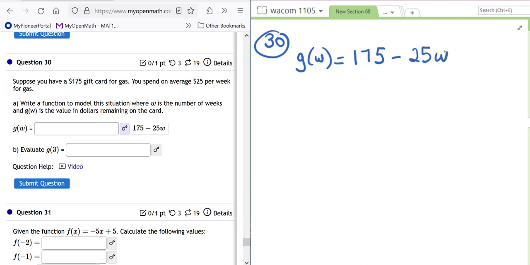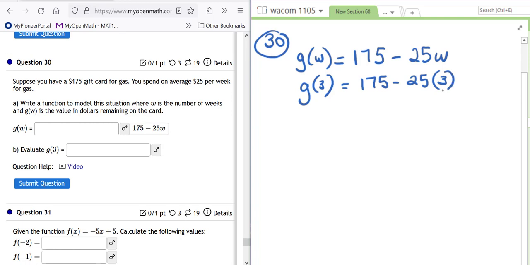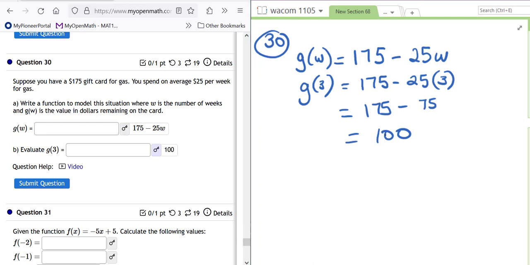Let's check. Good. And now we want to evaluate. So this means after 3 weeks, how much money should she have left on the card? But you're just going to plug in the 3 into this function. So 175 minus 25 times 3, this would be 75. So she should have $100 left. Good.